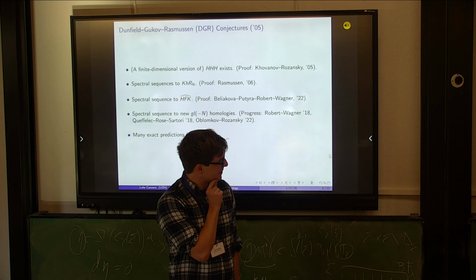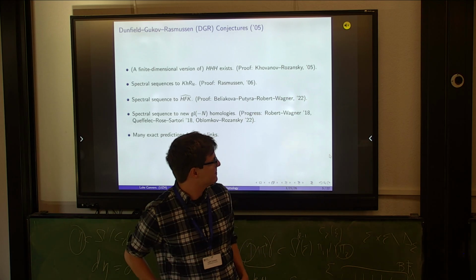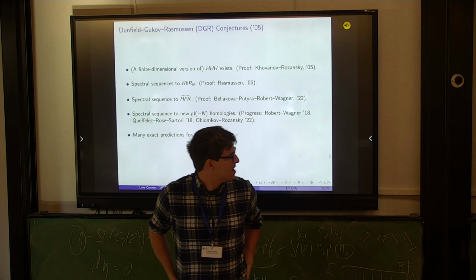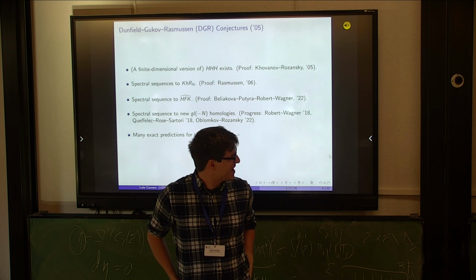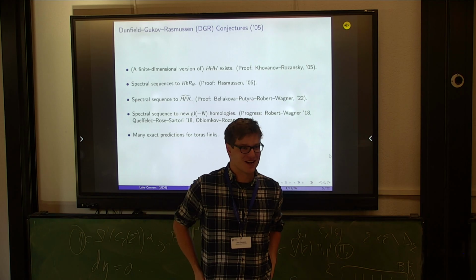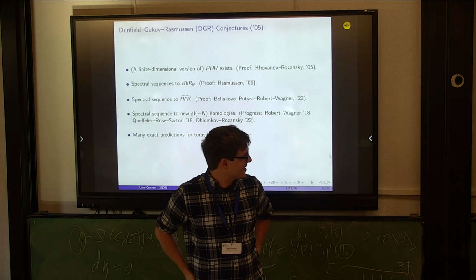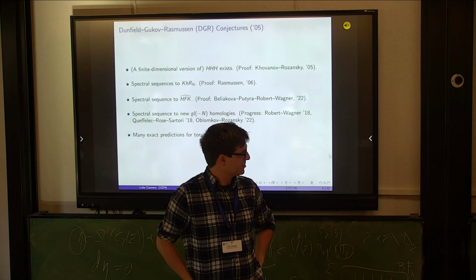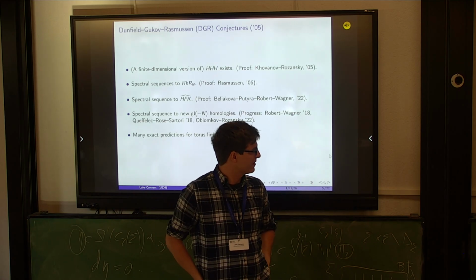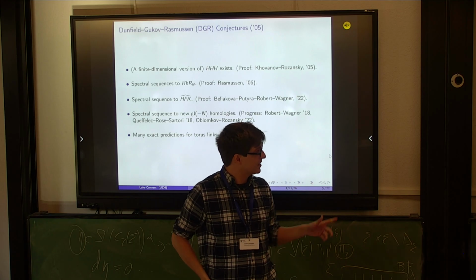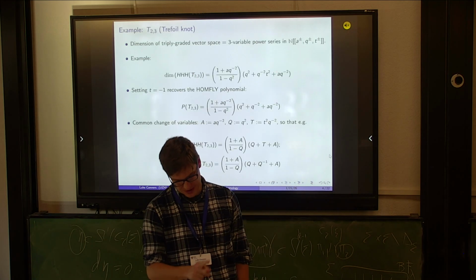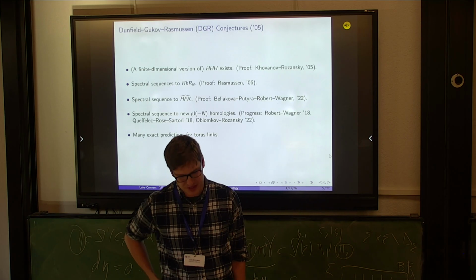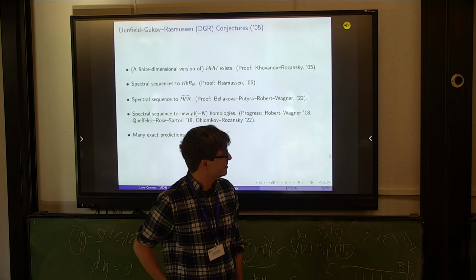So the early development of HOMFLY homology was dramatically influenced by these conjectures of Dunfield, Gukov, and Rasmussen in 2005. One of the conjectures was that HOMFLY homology exists. You'll notice the dates here: these conjectures predate the construction of triply graded homology by Khovanov and Rozansky. But what they conjecture is a finite dimensional version of this. And you'll notice that all these expressions are infinite dimensional due to this denominator as well. So really, these conjectures address the reduced HOMFLY homology.